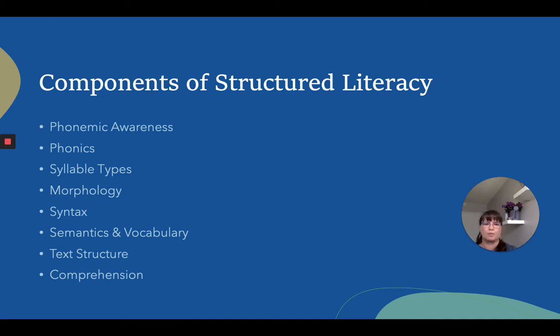So what are the components of structured literacy? Here's the list of them: phonemic awareness, phonics, syllable types, morphology, syntax, semantics and vocabulary, text structure, and comprehension. And we're going to go through each of those one at a time and talk about them a little bit, but then in subsequent videos we'll spend more time on them.